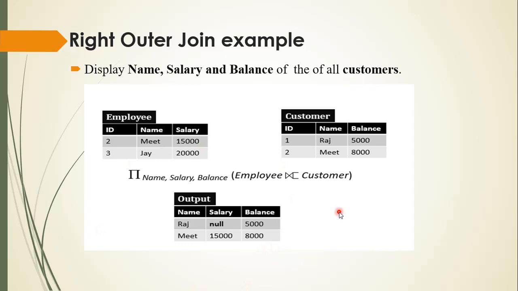So remember this: for left outer join we have to consider the left table, and for right outer join we have to consider the right table. If we have data, then display it. If we have no data, then it will display null. Okay, so this is the right outer join.